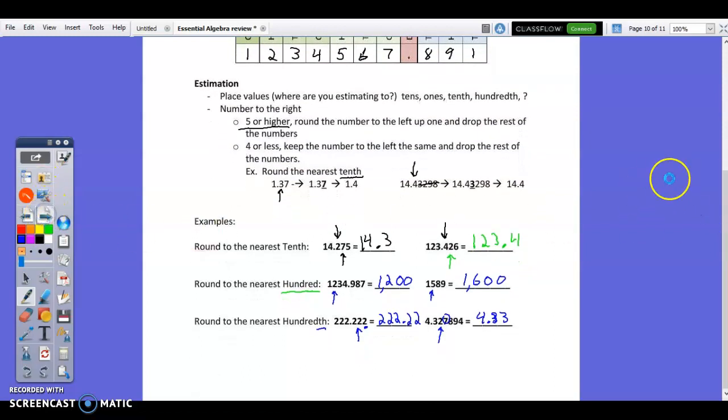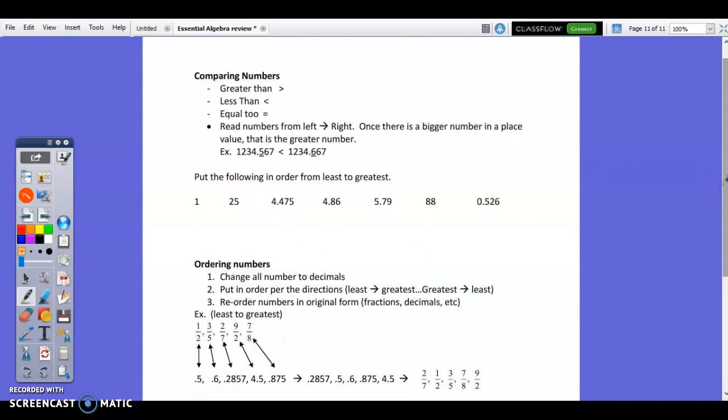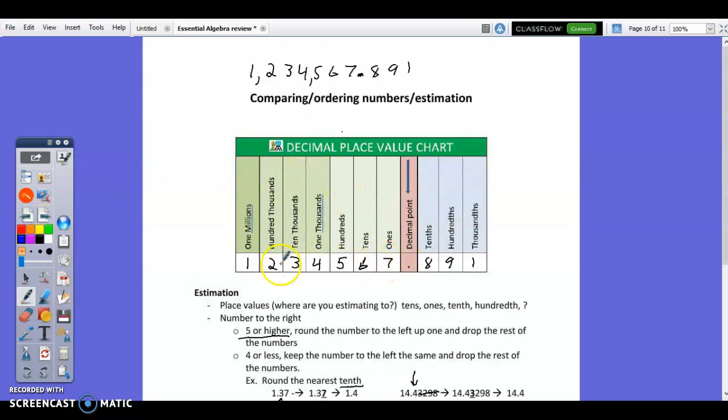Okay, so the second part is comparing numbers. We are going to be able to compare values of numbers. Now, the farther to the left we go on our numbers, the bigger they are. What I mean by left is the farther to the left of the decimal point. So obviously, 1 million is bigger than 100,000. The ones are bigger than the tenths. So more numbers on this side of the decimal point mean bigger numbers.